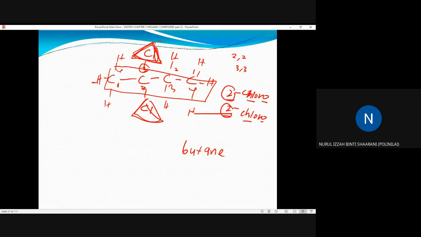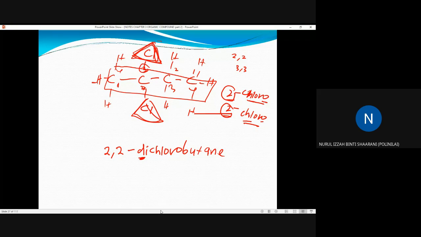So now we want to combine this together. Kita combinekan dia, kita letak number kat depan, 2, 2. Walaupun benda sama, dichloro. We use the prefix di, jangan tinggal prefix dia kalau kita combinekan benda yang sama. Tak ada benda lain lah. So tu dichlorobutane.